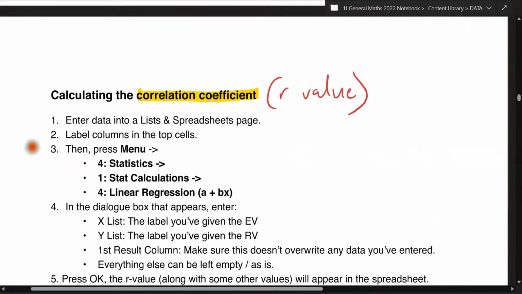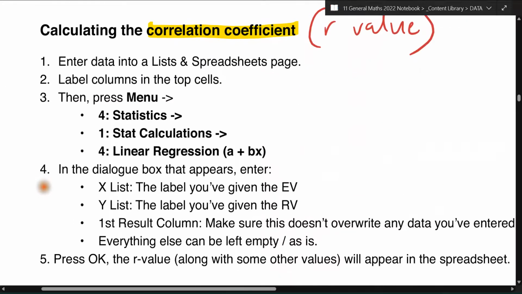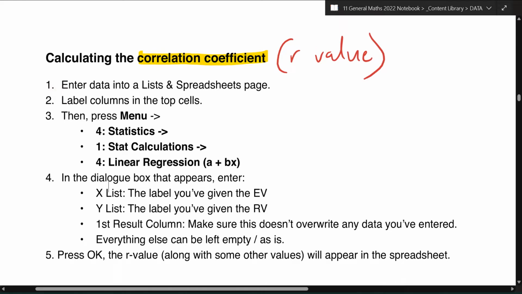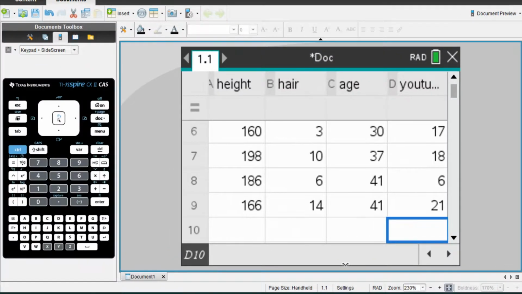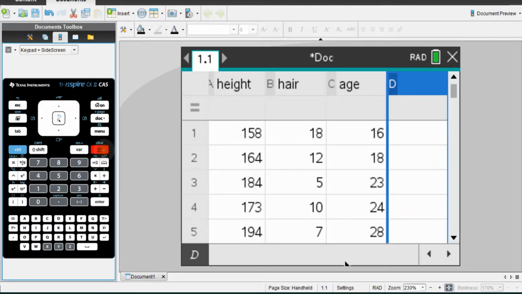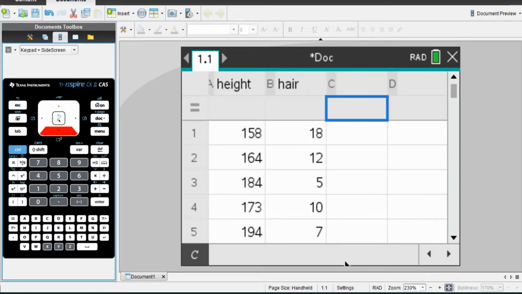Also, we learned how to put these numbers in a calculator and find the linear regression, which is basically what this does: a plus bx. We're going to get into more of it a little bit later, but this is how you find the R value on your calculator. I'll do it really quickly so you remember how. Let's say I want to find the R value for this.